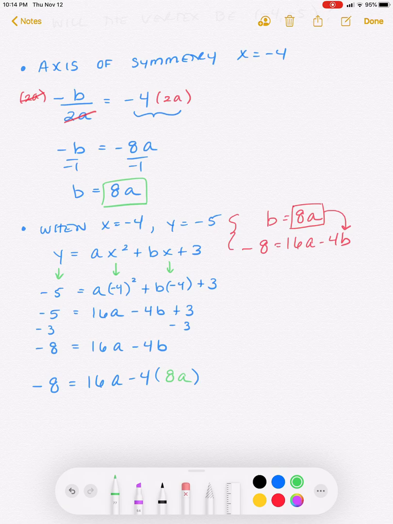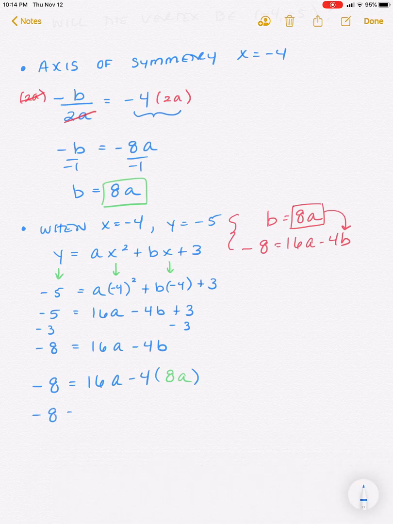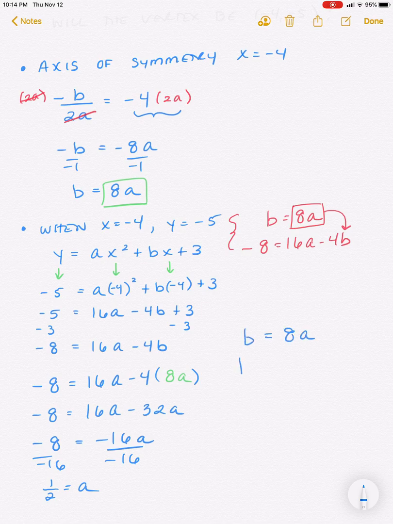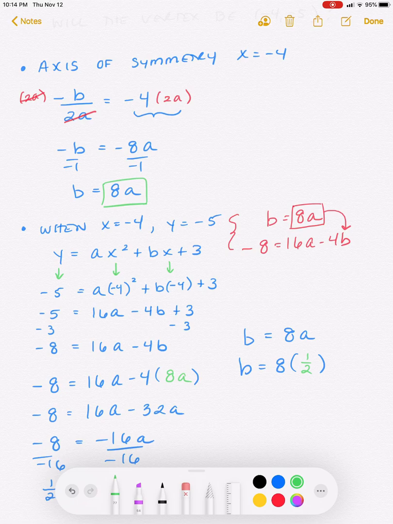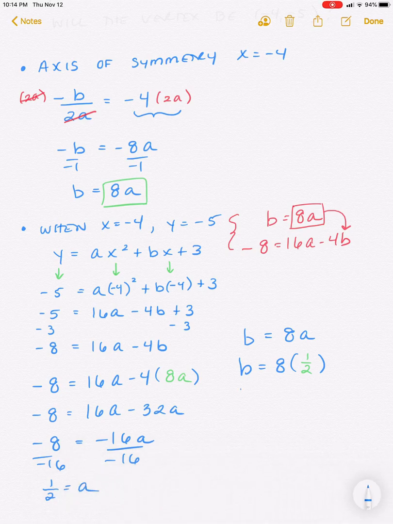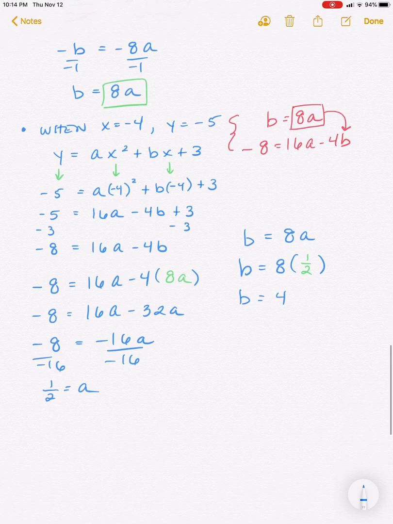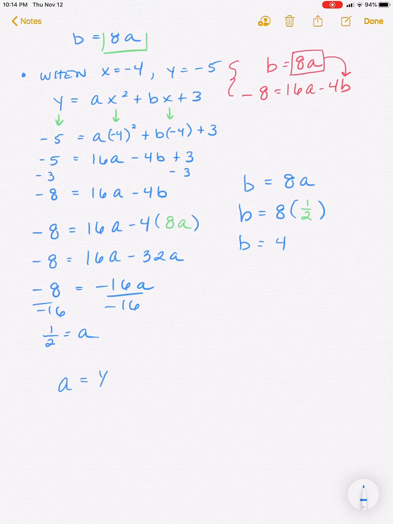So now, using those two pieces of information, I have an equation written as a single variable. 16a minus 32a, -8 equals -16a, divide both sides by -16, and we get that 1/2 is equal to a. So we can just plug that back in. If b is equal to 8a, then b equals 8 times the 1/2 that I found, which is 4. And so what we just found is that a would be 1/2 and b would equal 4, and that would be the answer.